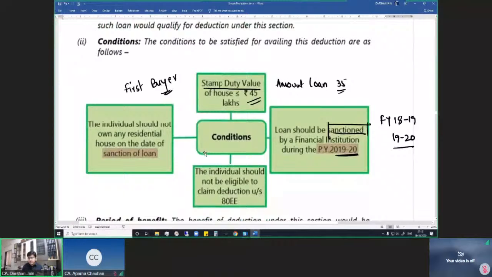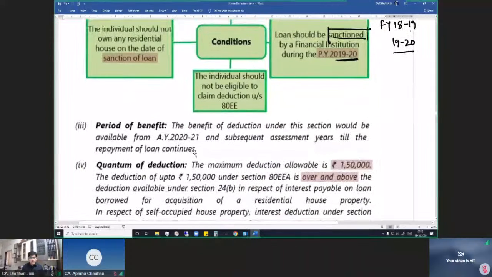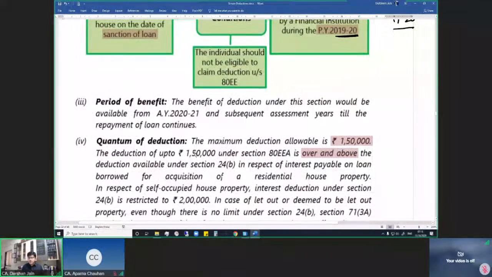If it is sanctioned in 18-19, no deduction would be available under section 80EEA. The sanction should happen during the previous year 19-20 only. Even if the disbursement happens in the subsequent year, yet the deduction would be available under section 80EEA. Again, the period of benefit would be till the date the repayment continues.